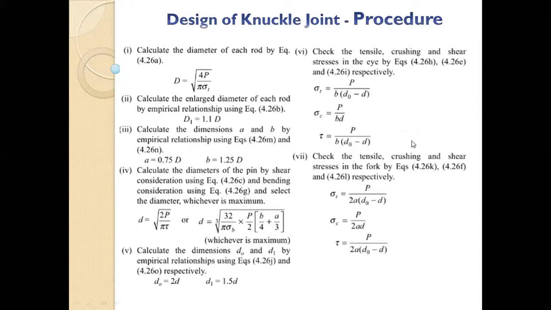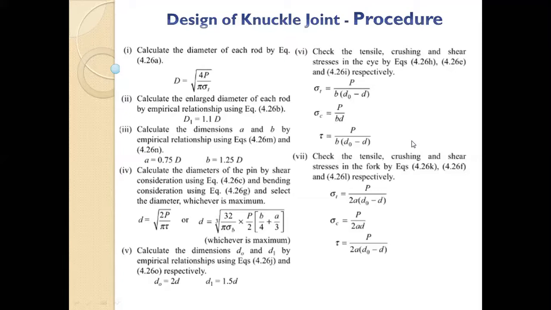So now we will just try to find out these dimensions: D, capital D1, small d, D0, D1, and A and B. Now first, using the direct failure of the rod, we stress sigma T is equal to load upon area. Load is P, area is pi by 4, capital D square. Using this equation, we will get D, capital D is equal to root of 4P upon pi sigma T. Now, before we start the design, we need to know sigma T, sigma C, and tau.